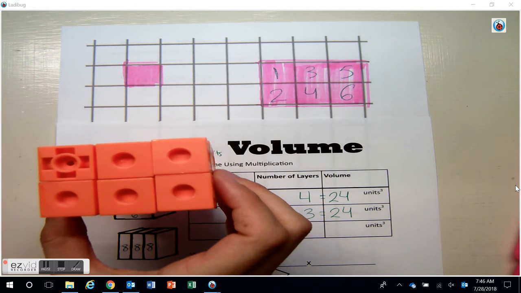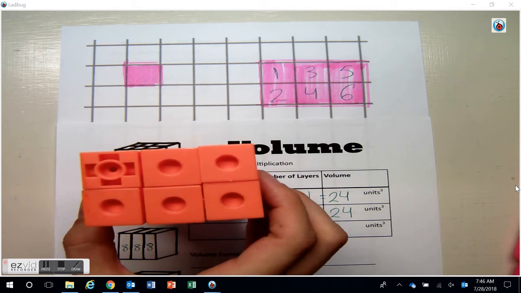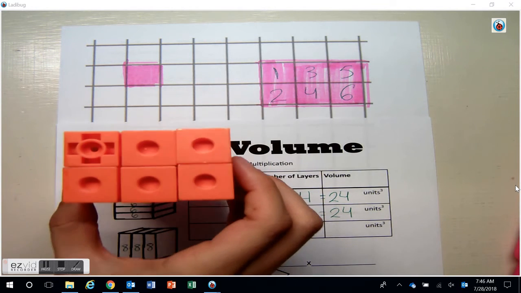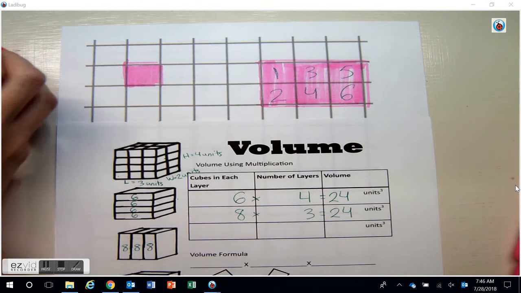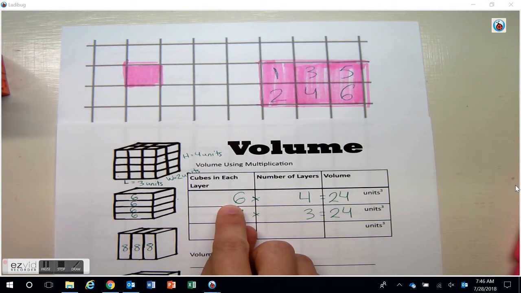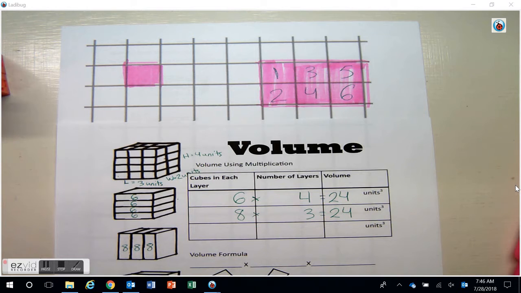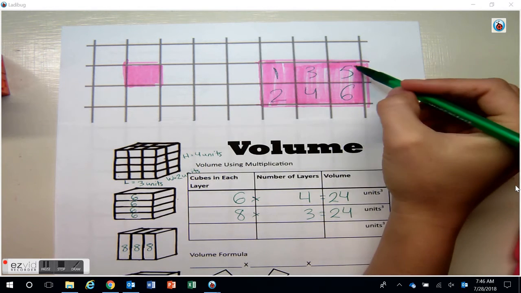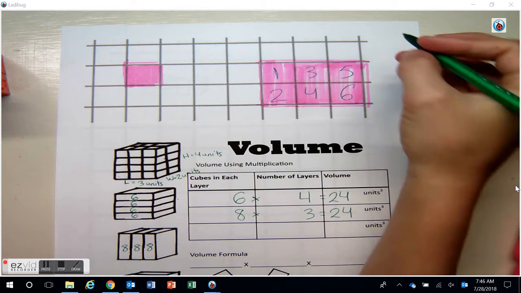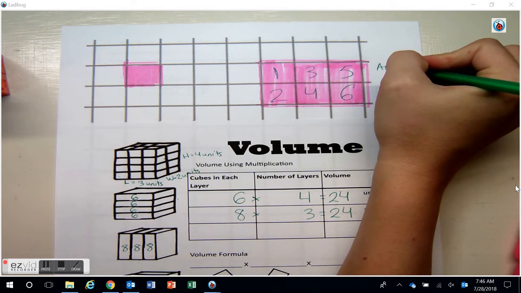Well, now I'm curious. Instead of us always just counting cubes, because one day we won't have the cubes to count, we won't be able to see them, how can I come up with that number of 6 cubes in a layer by using these dimensions that we have here? Where do you see numbers that can get you to 6?